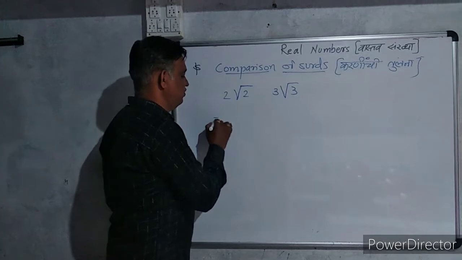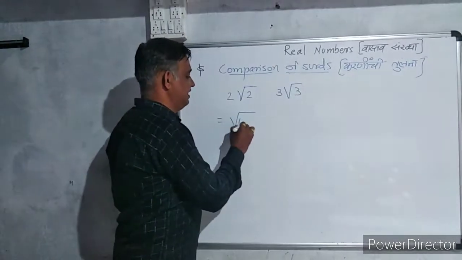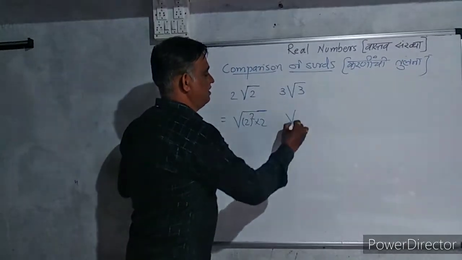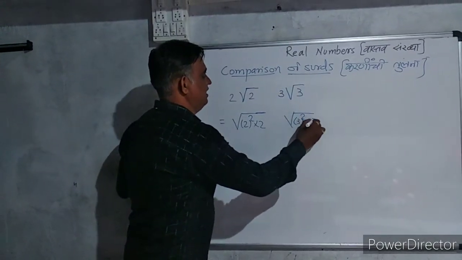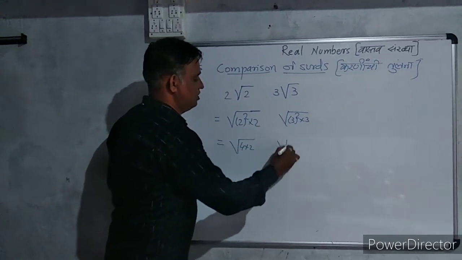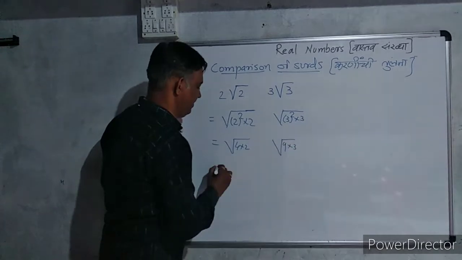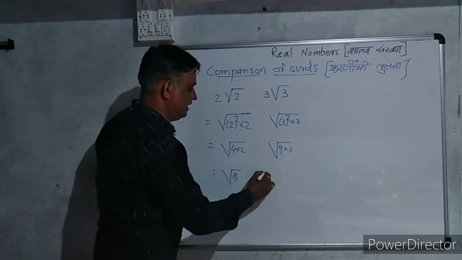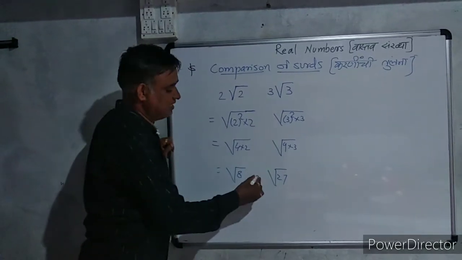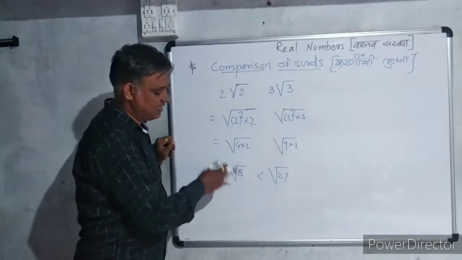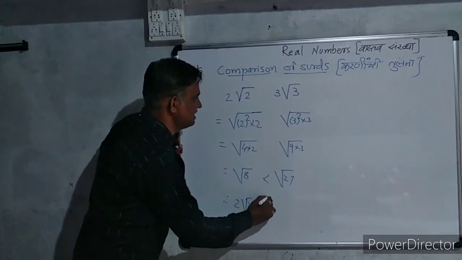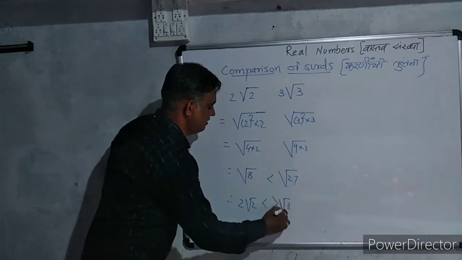Now the order is 2, so we can write 2 in the radicand as its square, into 2. Here 3 in the radicand, so its square, into 3. 2 square is 4 into 2. 3 square is 9 into 3. 4 2s are 8, and here 9 3s are 27. Now we can say which number is greater. Radicand 27 is greater than radicand 8, so we can write 2 radicand 2 is less than 3 radicand 3 of order 2.